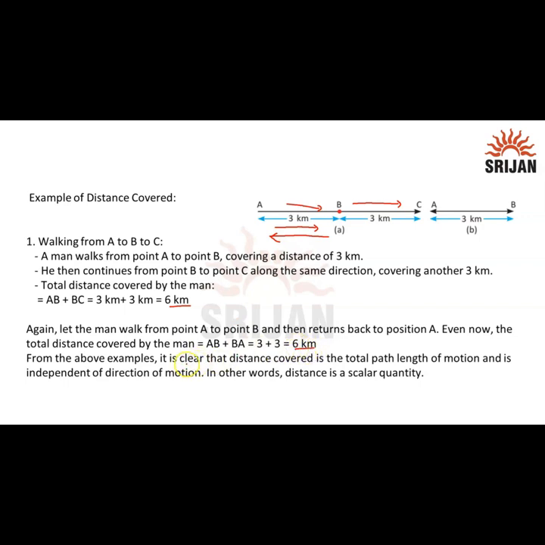Now, it is clear from the above examples that distance covered is the total path length of the motion and is independent of the direction of motion. In other words, distance is a scalar quantity, meaning that distance only has a numerical value, or we can say it only has magnitude and has no direction.